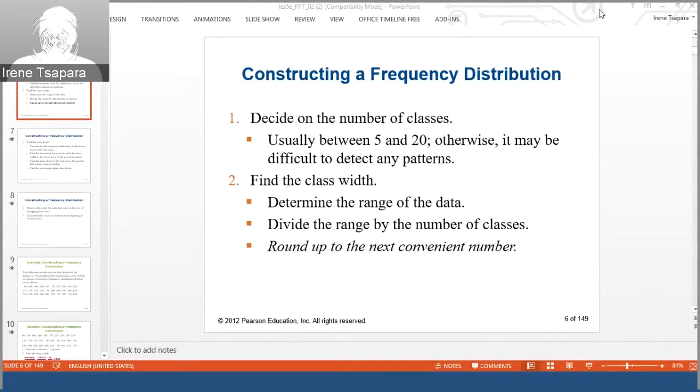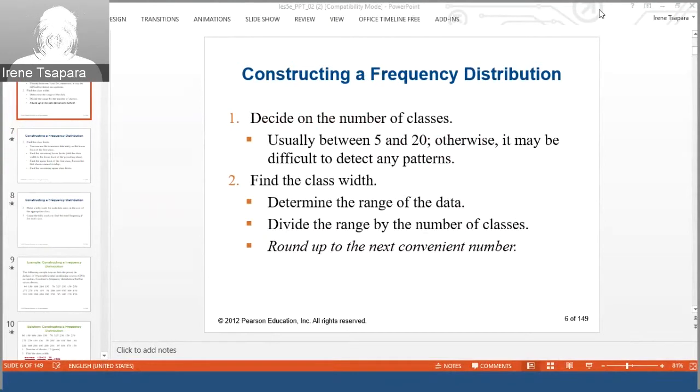What it says here, that it is usually between 5 and 20, is not true. It really depends on the range. For a regular situation, not for somebody who is a data analyst, yes, that's true, between 5 and 20. But for a data analyst who works with an abundance of data, thousands of data points, and many times the range of the data points is huge, then the number of classes really depends on two things.